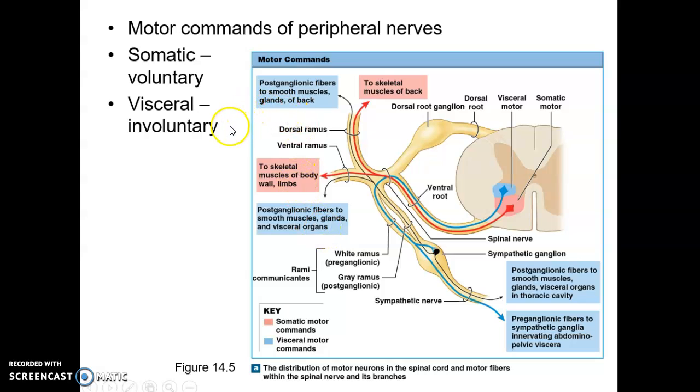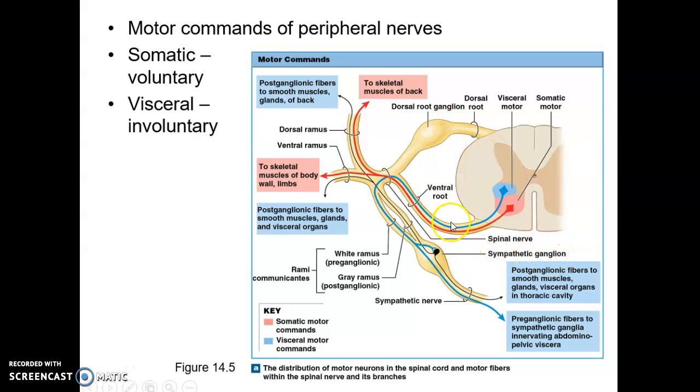Okay? Visceral involuntary. Still motor commands, color-coded in blue, but visceral body, meaning things that you don't have to concern yourself with. The heart rate, churning of your stomach to digest your food, that sort of thing. Okay? Notice glands, visceral organs in the thoracic cavity, abdominal pelvic viscera, smooth muscle glands, and visceral organs, color-coded in blue. And the reason this is now in black here is just showing you how this visceral motor neuron synapses in the sympathetic ganglion.